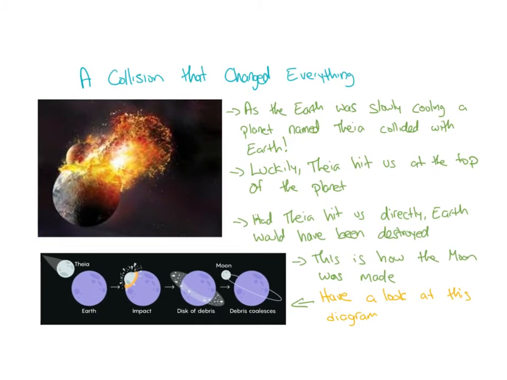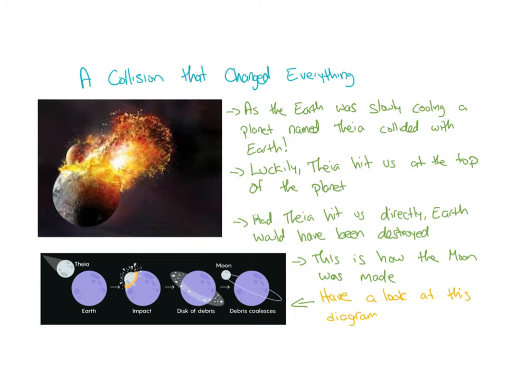A collision that changed everything. As the Earth was slowly cooling, a planet named Theia collided with Earth. Luckily, Theia hit us at the top of the planet. Had Theia hit us directly, Earth would have been destroyed. This is how the moon was made.